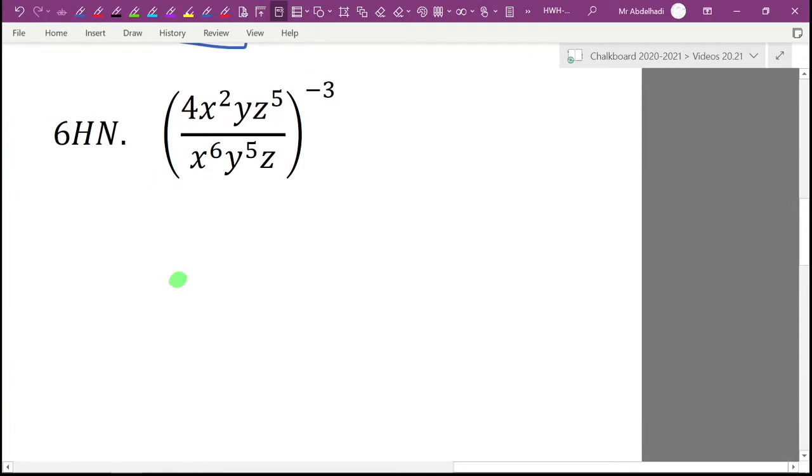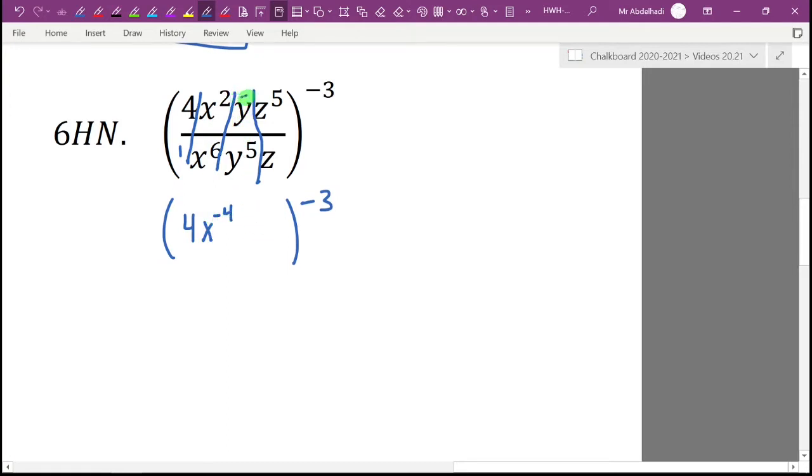number 6 is for the honors class. Required for the honors class. Once again, you're going to simplify this fraction in the parentheses here. And when I finish simplifying inside, then I'll worry about this negative 3 power outside. So 4 over nothing, which is 1, right? 4. This is going to be x to the negative 4 because 2 minus 6 is negative 4.